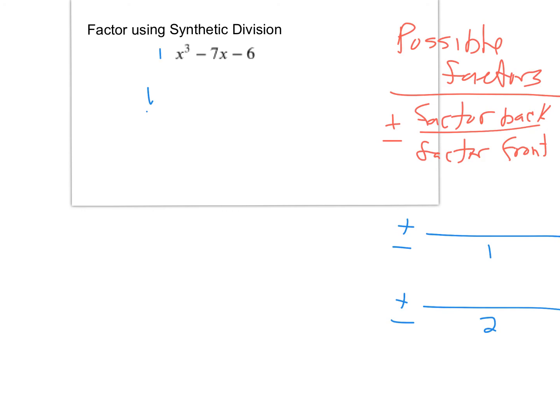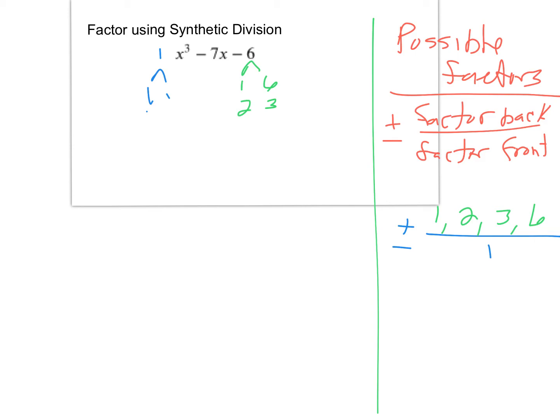So my factors are 1 and 1. So I just have to do 1. Okay. All right, now we do the factors of the back. So multiples of 6, 1 and 6, 2 and 3. So we have 1, 2, 3, 6. Okay, so now I look at this. So your possible factors, so it's plus or minus, so 1 over 1 is 1, plus or minus 2 over 1 is 2, plus or minus 3 over 1 is 3, and 6 over 1 is 6.